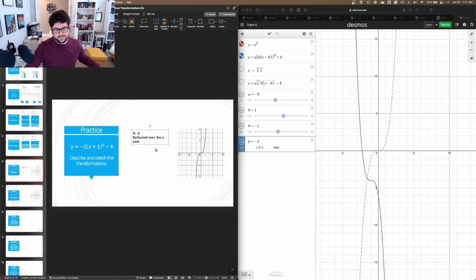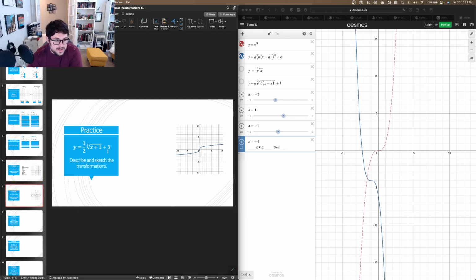Let's move this out of the way. For the negative part, the 2 would be a vertical stretch. The B, well, the B is just one, so nothing. H is essentially negative one, and so that would shift it left or right. Well, here it looks like we went from 0, 0 to the left. So I'm going to say shift left one. And then my K, we went down because this is a minus four. So we shifted down four. So that's really what we're looking for. And we can sketch our new graph.